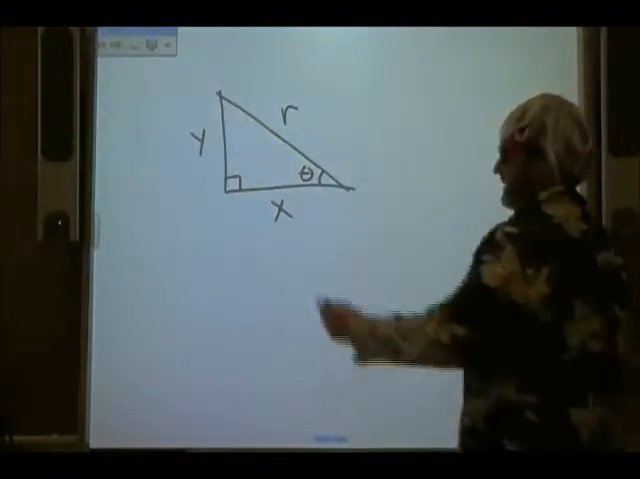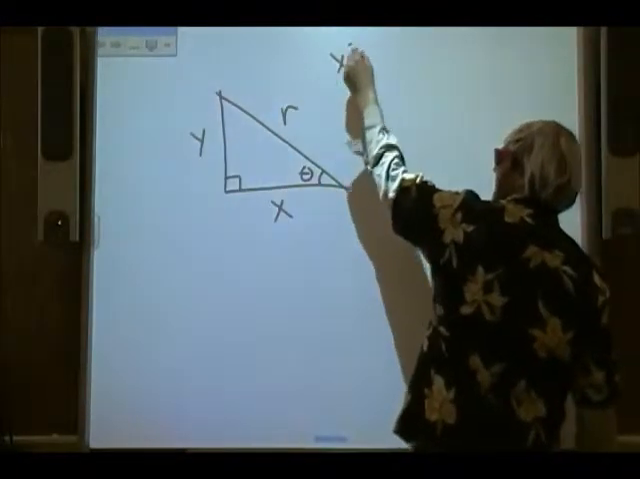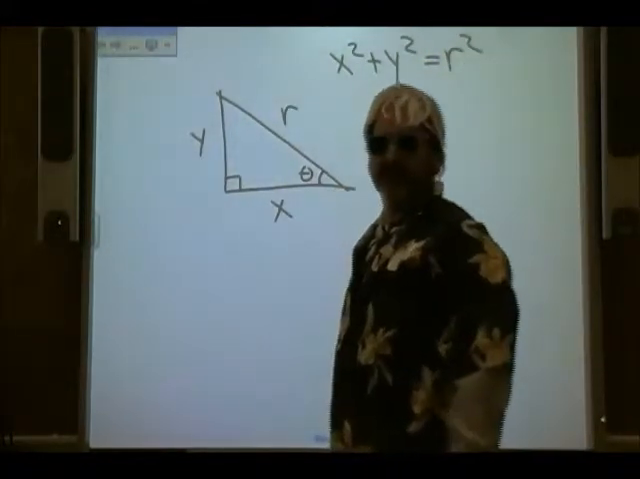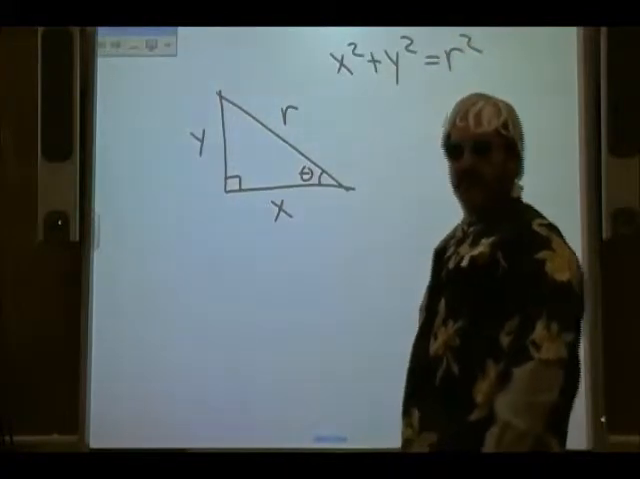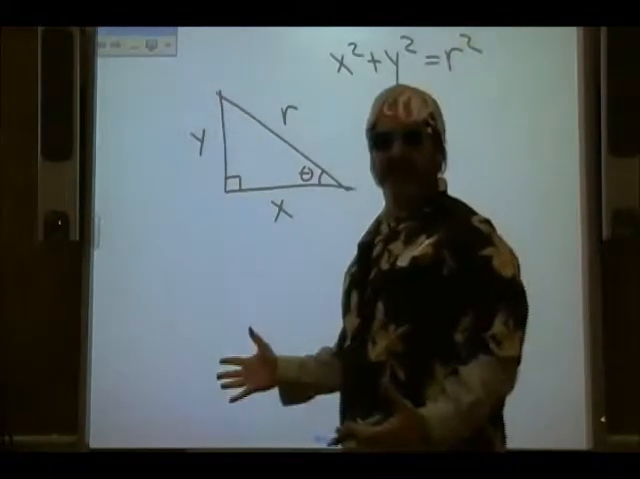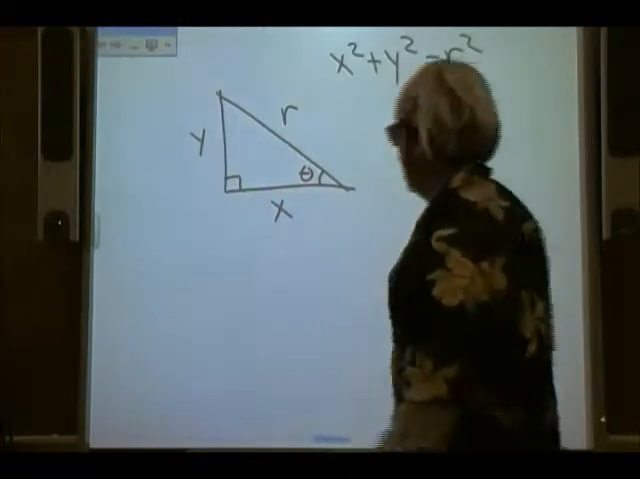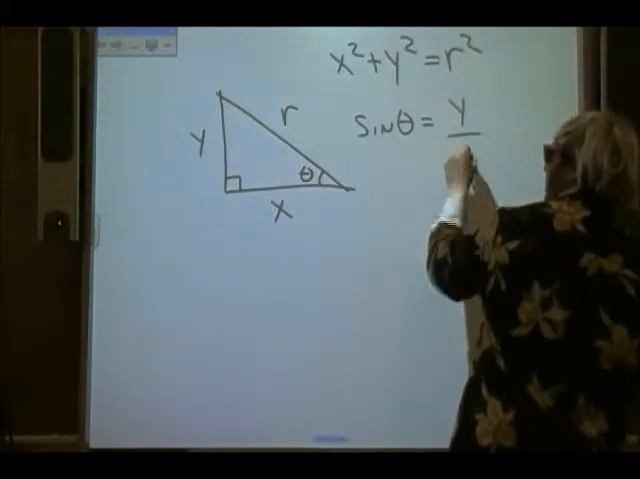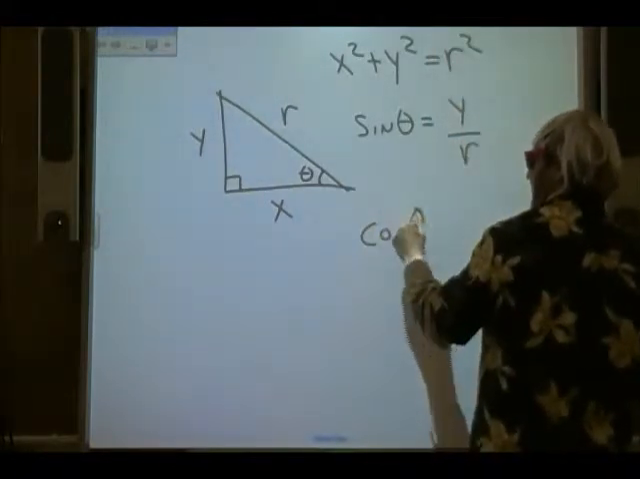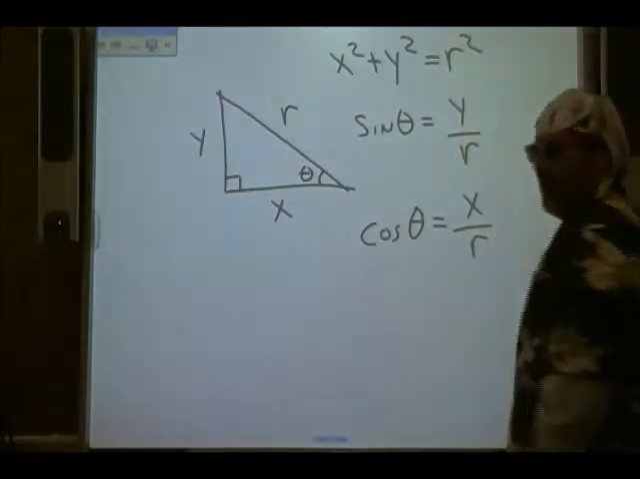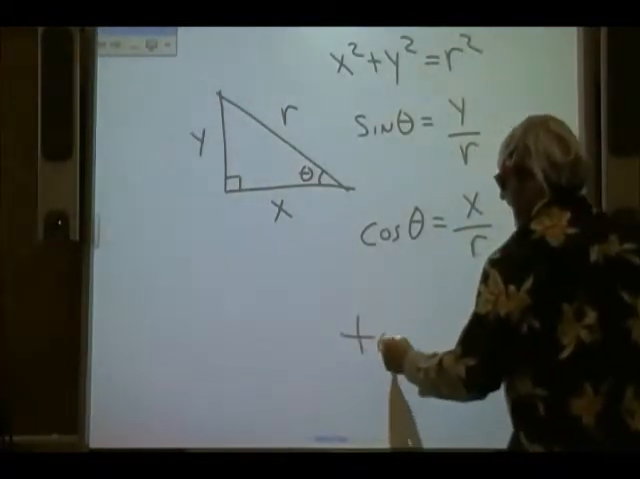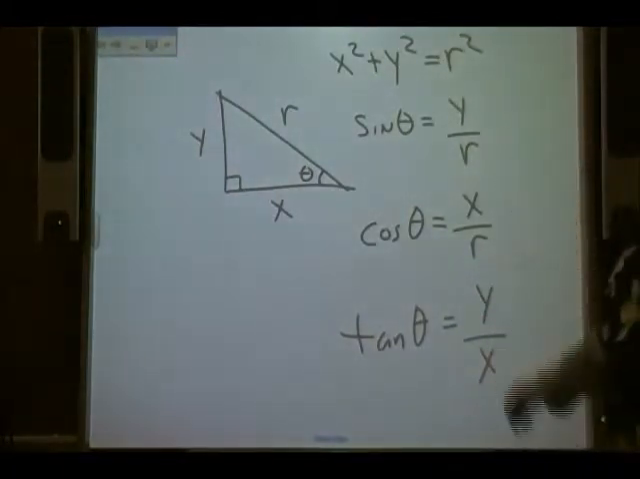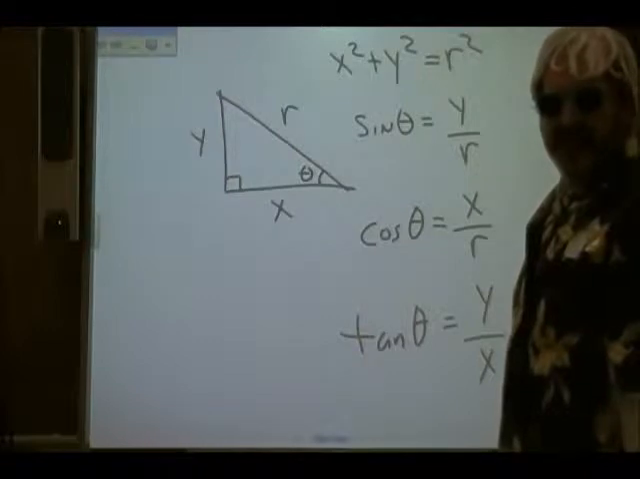First of all, the first thing you can do is basically the Pythagorean theorem. That's nice and simple from the three sides of this right triangle. Then you need to know some of the basic trig functions that we've discussed before. Sine theta is y over r. Cosine theta is x over r. And tangent theta is y over x. These are some of the basics that you need to know.